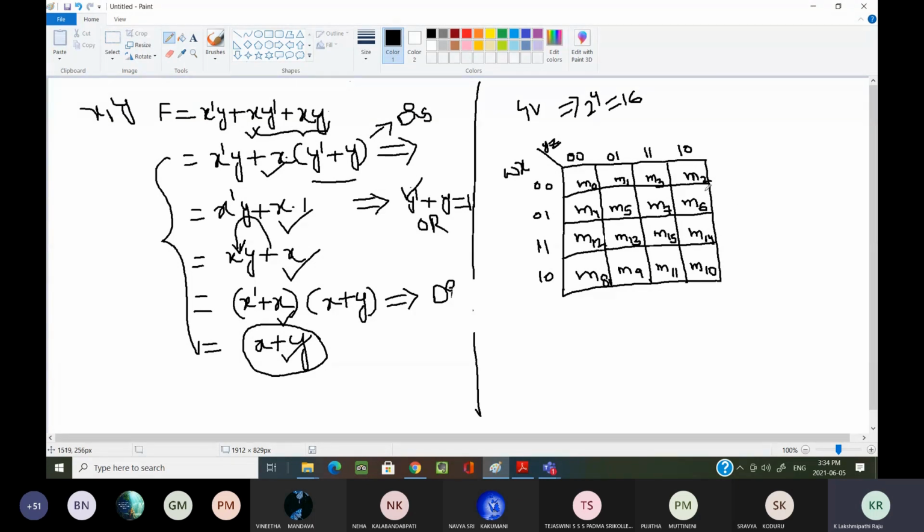These are nothing but gray codes. If you take any two adjacent cells in this 4 variable K-map, whether horizontally or vertically, now I am considering M7 and M15. The value of 7 is this one and the value of 15 is this one. How many variables are different? One variable.